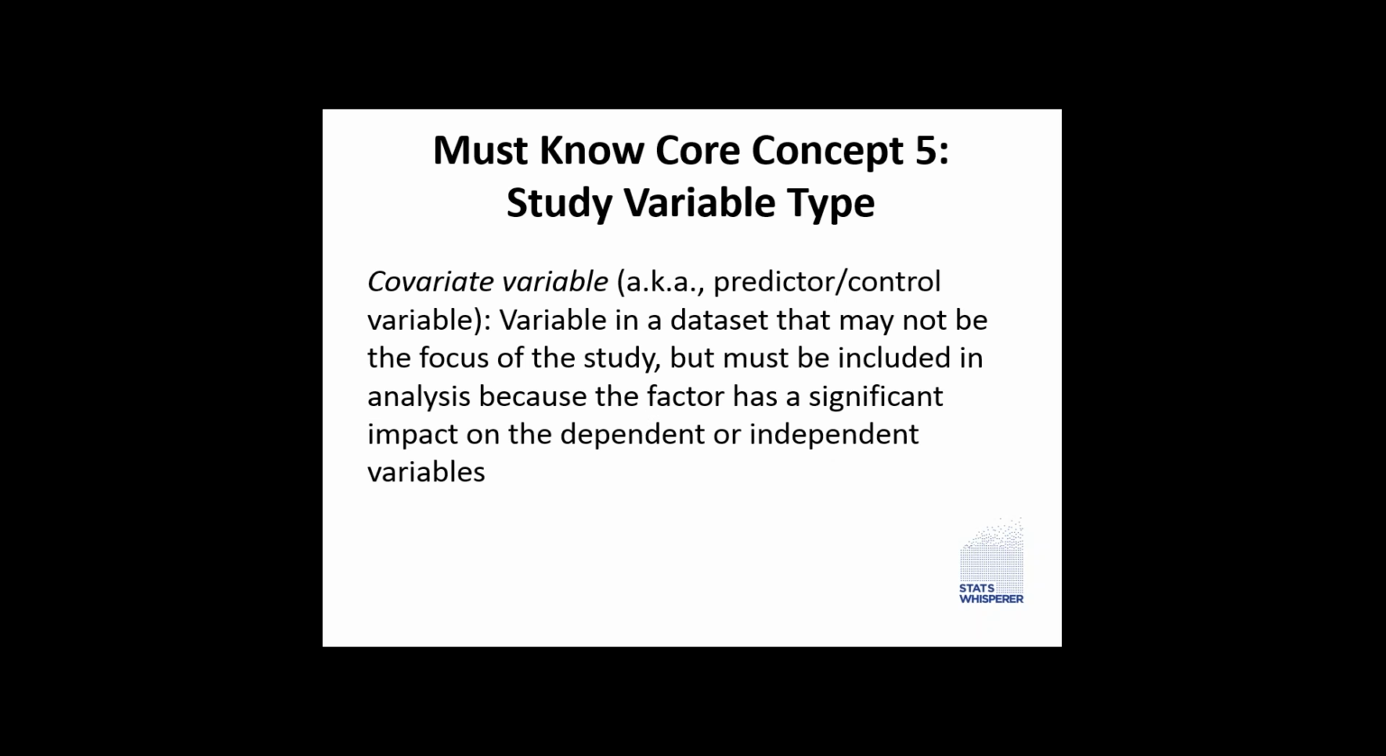Now, a word about covariate variables. They're not mentioned as much as independent and dependent variables, but they're very important. Sometimes they're called predictor or control variables. It's a variable in a data set that may not be the focus of the study, may not be the target, but it has to be included in the analysis because it has a significant impact on the dependent or independent variables, usually the dependent from what I find.